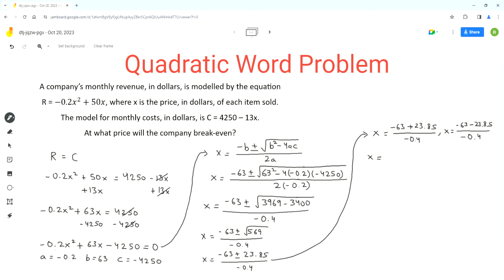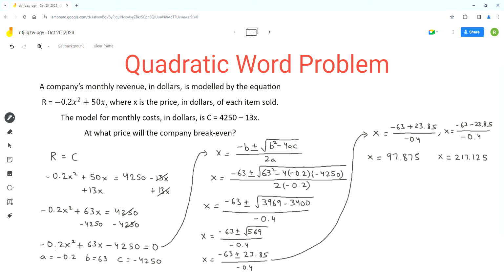Now we have to evaluate these two cases. For the first one, we start with negative 63 plus 23.85, and then I divide the result by negative 0.4. So I got 97.875. And for the other one, I do negative 63 minus 23.85 and then divide by negative 0.4. So I got 217.125. So these are the two values I got.